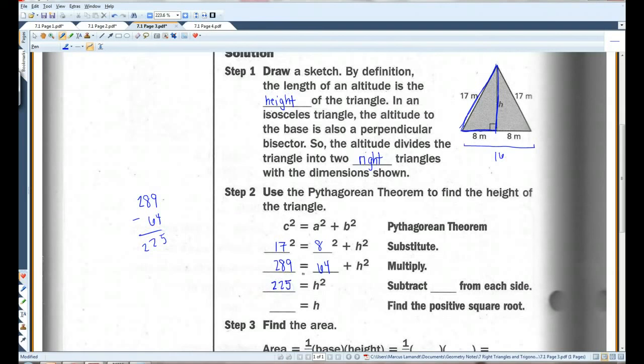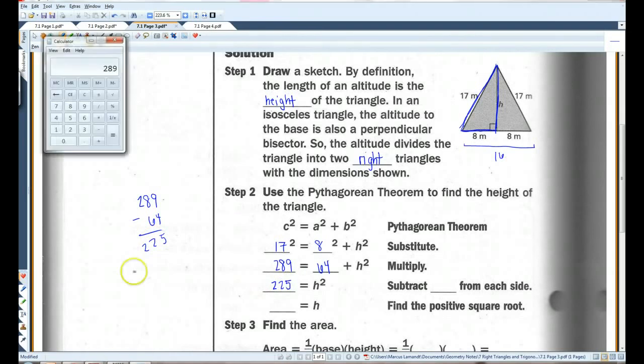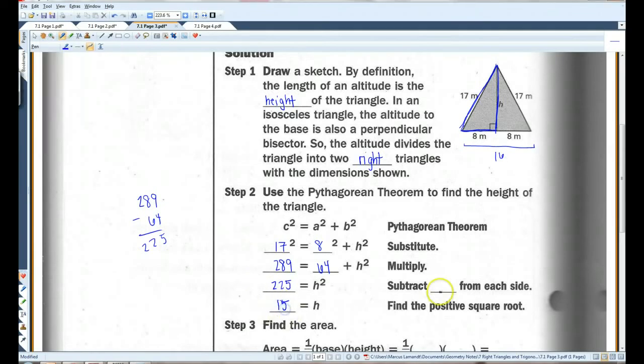225. Alright. The square root of 225, I believe, is 15. Yep. Oh, and I forgot to write that we subtract 64 from both sides. There we go. So, this is the height.